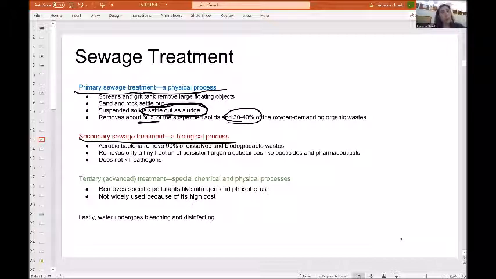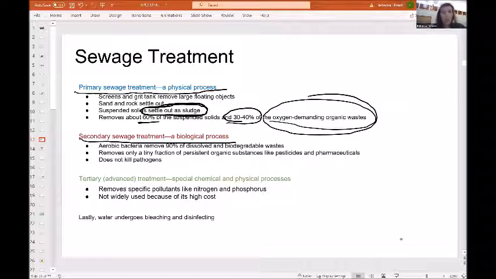Now, the only bad thing about secondary sewage treatment is although it really reduces the amount of oxygen demanding waste, it doesn't remove things that are organic substances like pesticides or pharmaceuticals. So if you've ever heard of people taking old medicine and then just flushing it down the toilet, those things do not get filtered out from secondary sewage treatment. If you want to get things like that out, you've got to do advanced treatment.